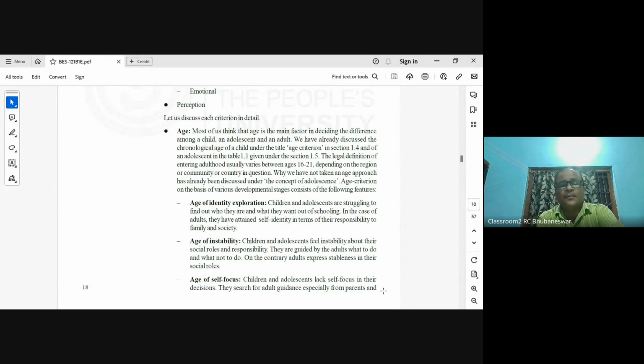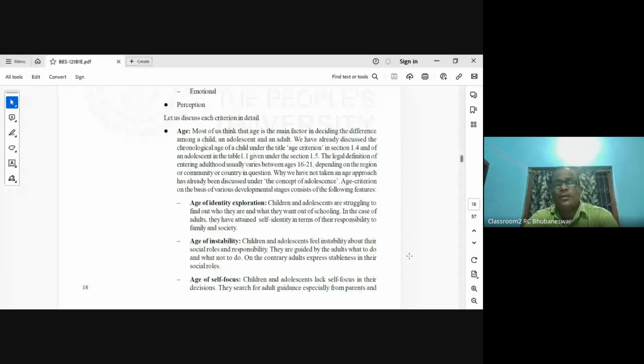Similarly, age of instability. Here, children and adolescents feel unstable in their social roles and responsibility. What they have to do, how they should behave with others, they cannot decide. So there is instability in their behavior and responsibilities. They are guided by adults on what to do and what not to do. As teachers, we are the adults and they are the students. Because they are in an unstable condition, they have to be given guidance, and accordingly everyone should be treated.